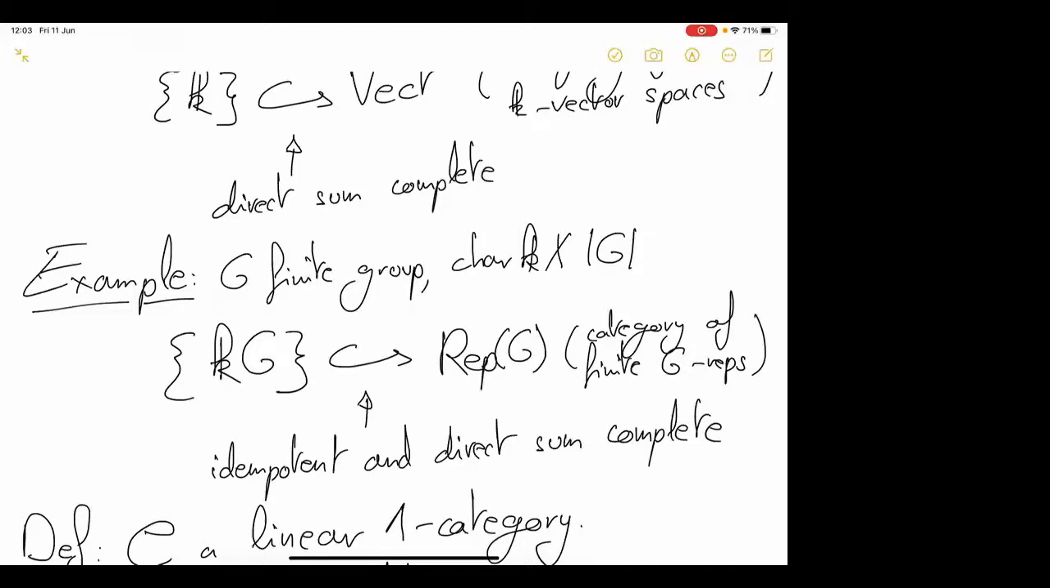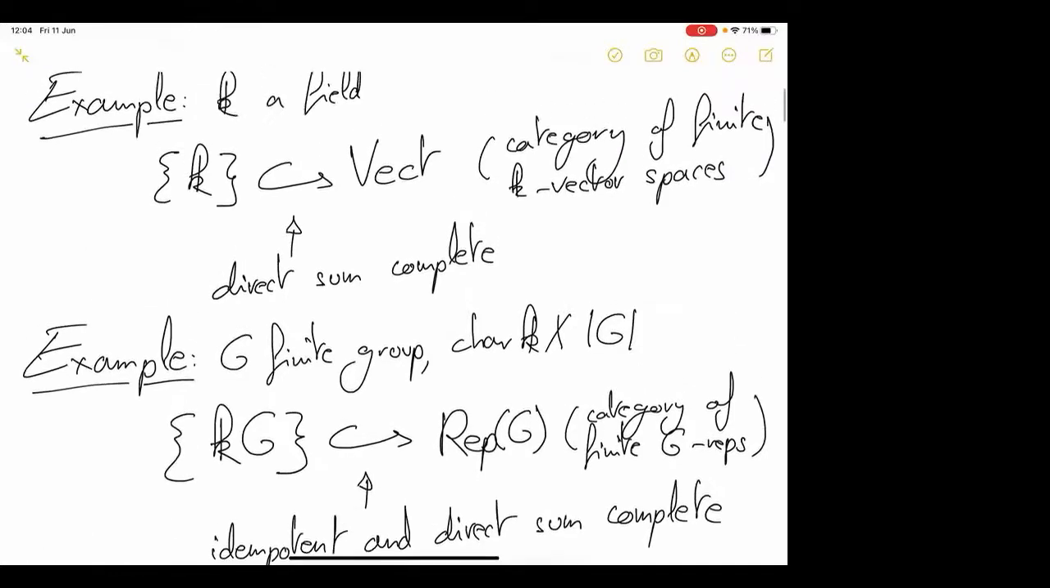And so the categorical way of saying this is that you need to be able to split idempotents, because a direct summand of the regular representation defines an idempotent, and if you can split it, then you can recover your irreducible representations, and then via direct sums you can get everything else.